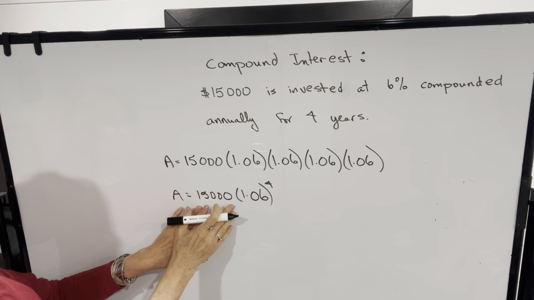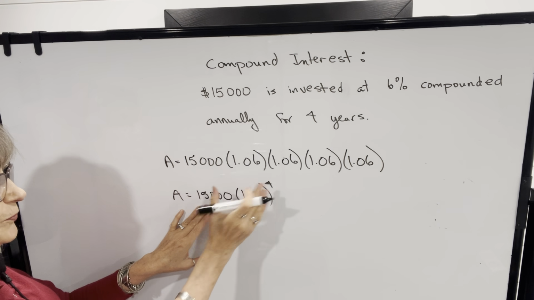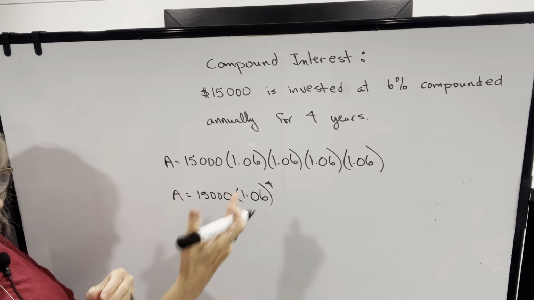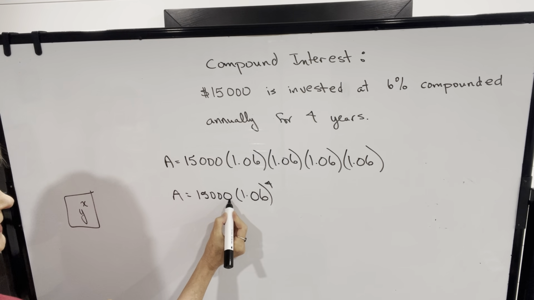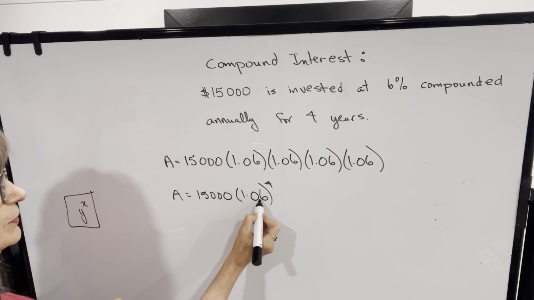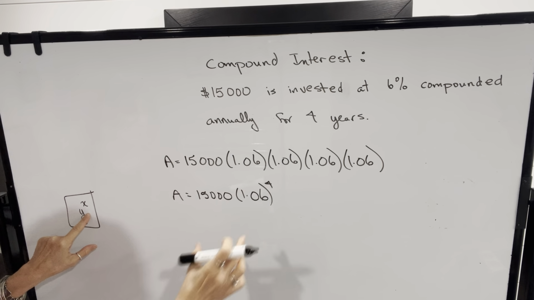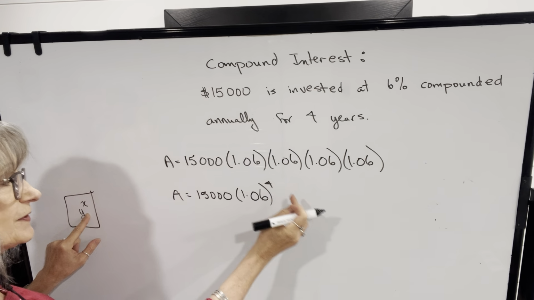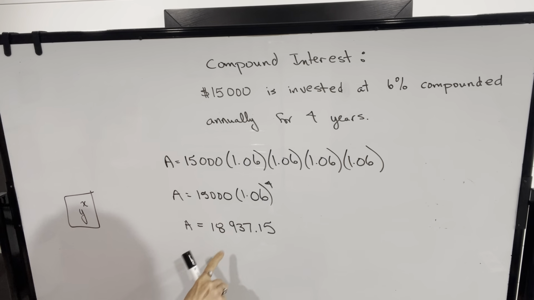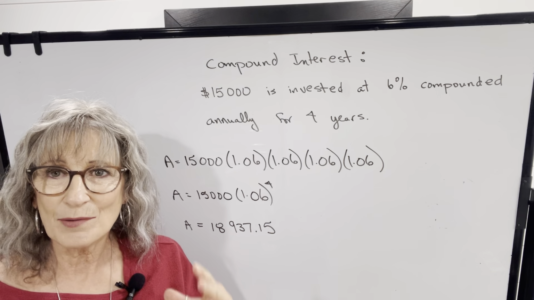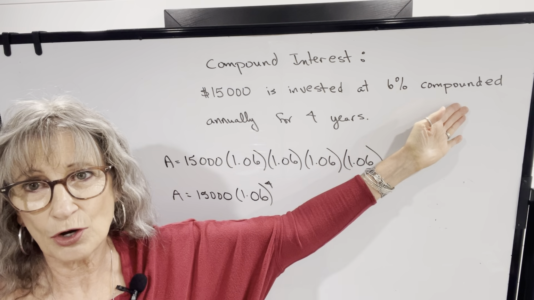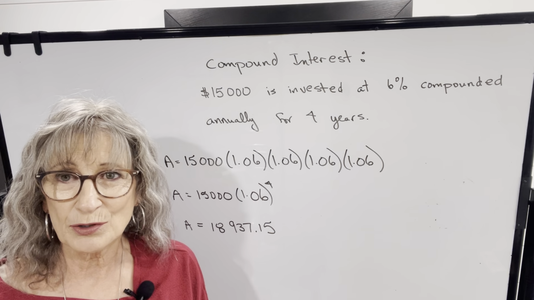So if we took 15,000 and multiplied by 1.06 to the 4th power, we should get what we obtained doing it step by step. On your calculator, you'll have a power function, and if your calculator is following order of operations, then you should be able to just type this in as 15,000 times 1.06, raise it to the 4th power. It will just do the exponents first, and then equals, it will then do the multiplication. And you should get $18,937.15.